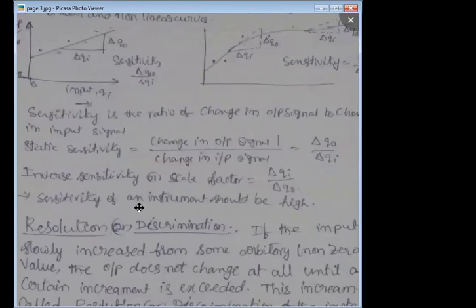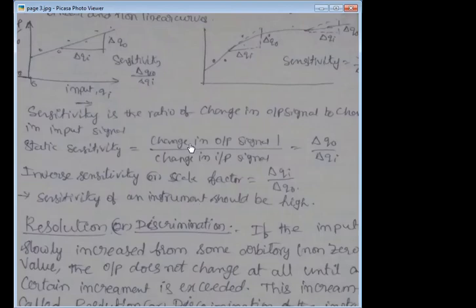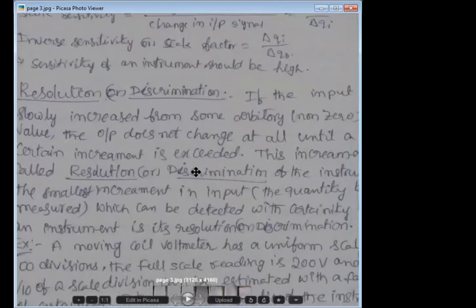So the sensitivity of an instrument should be high because for a small change of the input signal we have a higher change of the value. If the sensitivity is very high, we will get a larger output for a small change in the input. Okay. So coming to resolution.